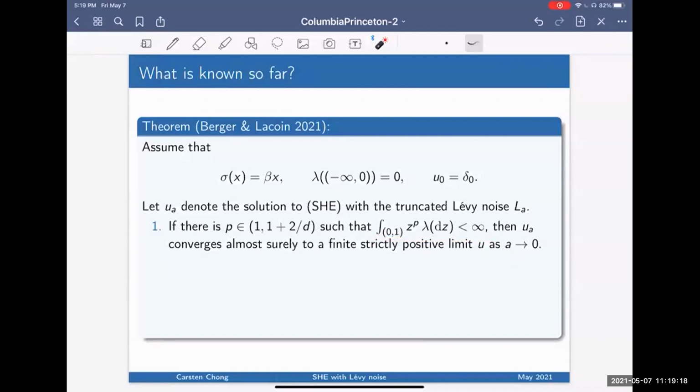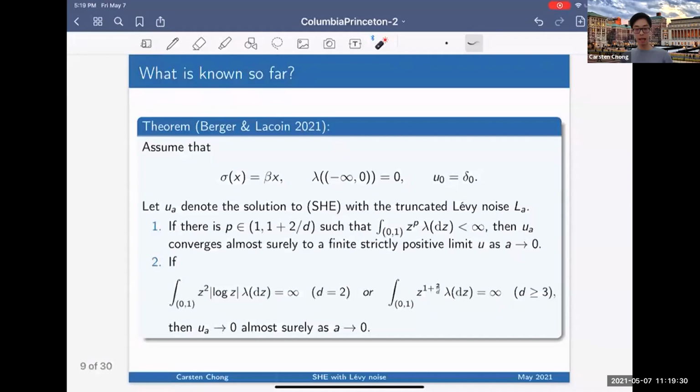If I have that, then they could prove that U_A converges almost surely to a non-degenerate limit U as A goes to 0. On the other hand, if you have too many jumps, in the sense that if lambda integrated against z squared log z in dimension 2, or against z to the 1 plus 2 over d in dimensions 3 or greater, if that becomes infinite, they were able to show that U_A will converge to 0 almost surely, so you cannot have a non-degenerate limit.